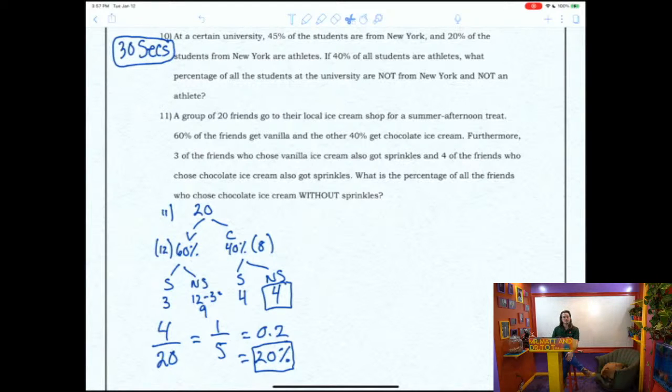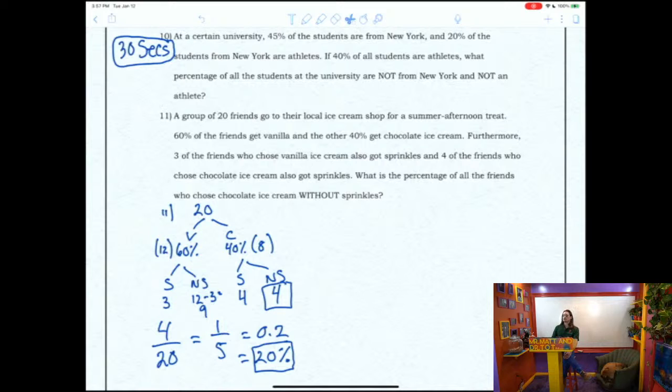So again, using a tree diagram to separate all of these pieces of information, because we can recognize that at each level there is a bifurcation in the data. Either you chose vanilla or you chose chocolate. Either you chose sprinkles or you chose no sprinkles. There's no in between. So knowing one part and the whole allows us to calculate the missing part.